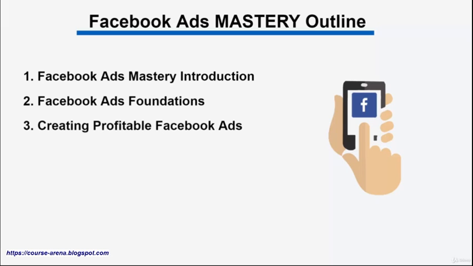And then in section 3, this is where we're going to walk through creating profitable Facebook ads. We're going to walk through the different types of campaign objectives, the traffic campaign, clicks, conversion, right? We're going to walk through those that are the most important for what we're trying to accomplish here. If you have a product, if you have a service, right, we're going to walk through the different types of campaign objectives that are going to make the most sense for your business.